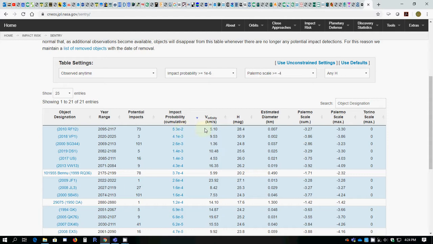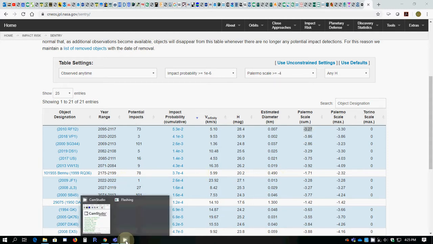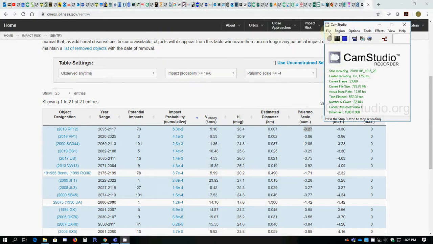And the diameter of this object actually is 0.007 kilometers, so it's only 7 meters in size, which is a pretty heavy object, but in the grand scheme of things, it's very small, and therefore its Palermo scale is almost 100th of the other object I just showed you. So that summarizes the use of these tables, and I will stop right there.